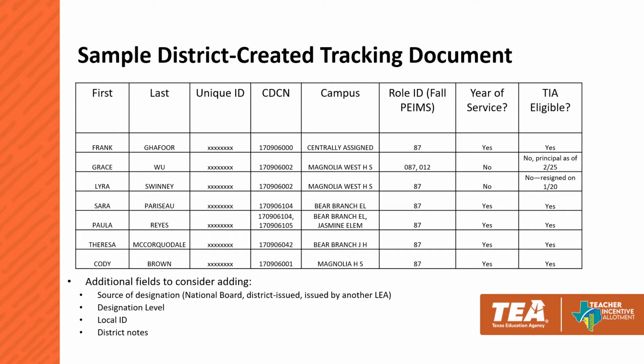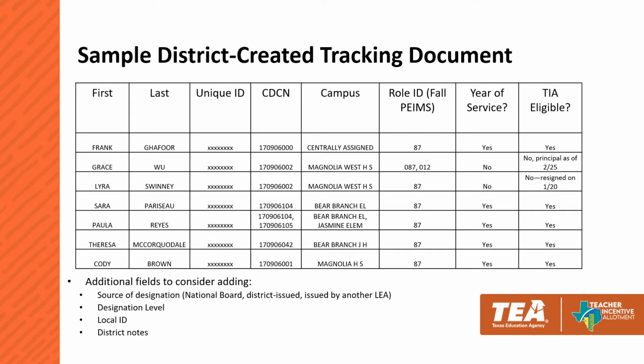We've included the teacher's first and last names, their unique ID, which is a 10-digit unique identifier through the TSDS Unique ID application, their CDCN, campus, role ID as of fall PEIMS, the year of service, and whether or not they should be TIA eligible. And remember back to our eligibility rules, if they're in an 087 role for a year of service, they should be eligible for designation or allotment.